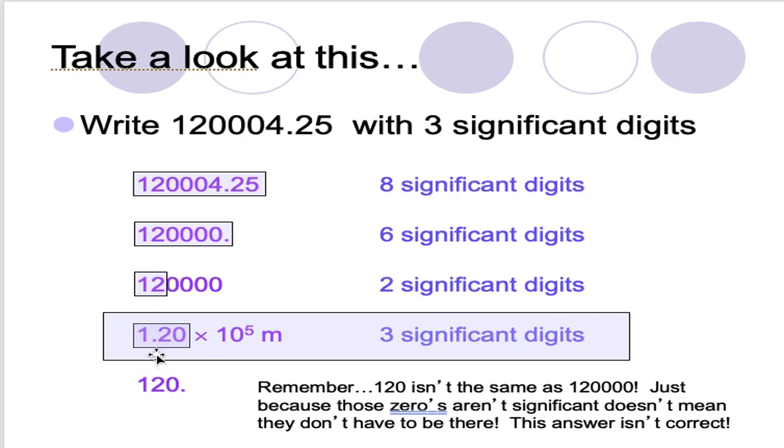Because what we can do is write 1.20 times 10 to the 5th with 3 significant figures that way. Okay? And remember, we can't write it as just 120 because this isn't the same as saying 120,000. Remember, if you have $120, $120,000, that's a lot different. So remember, these zeros, just because they're not significant, it doesn't mean that they don't have to be there, or the answer can be incorrect.